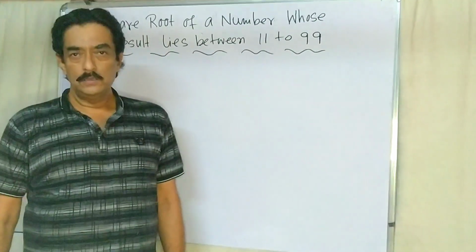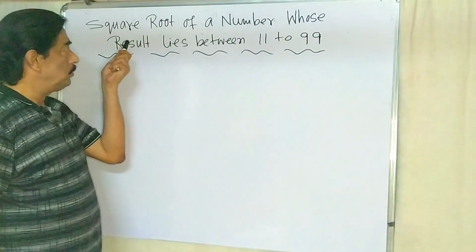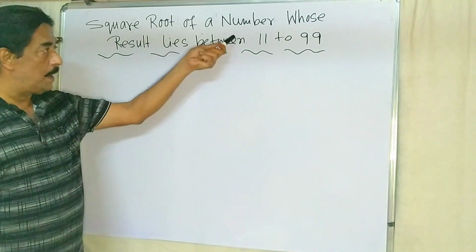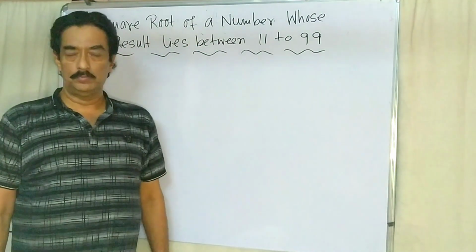Today we learn a most interesting topic: how to find the square root of a number whose result lies between 11 and 99.